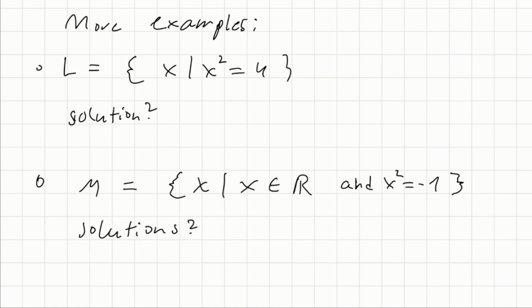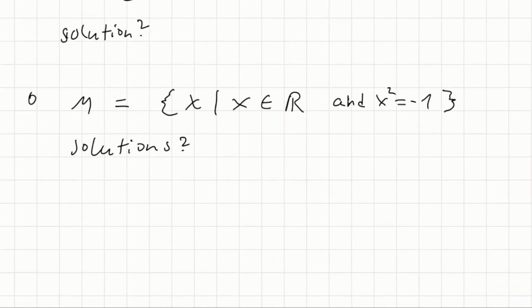So, more examples. Our solution is x, where x squared equals 4. What is the solution for this? Of course, the solution is 2 and minus 2. We see 2 squared is 4 and minus 2 squared is also 4. So x with the element of, x is a part of all real numbers, here I wrote this again, and x equals minus 1. What is the solution to this?